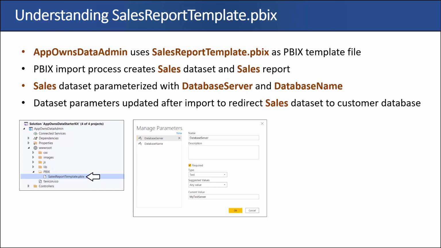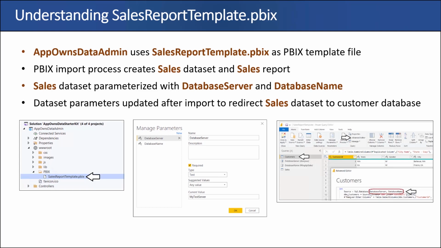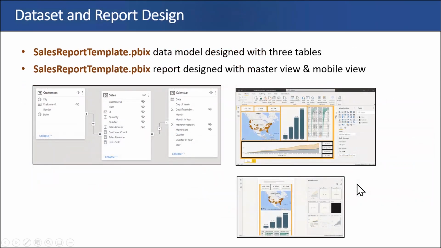Now, what you're going to see is that this file, this PBIX file, has dataset parameters. And not only does it declare dataset parameters, but it uses them in all the underlying queries. Now, the dataset in the sales report template is fairly simple. It queries from a customers table and a sales table.